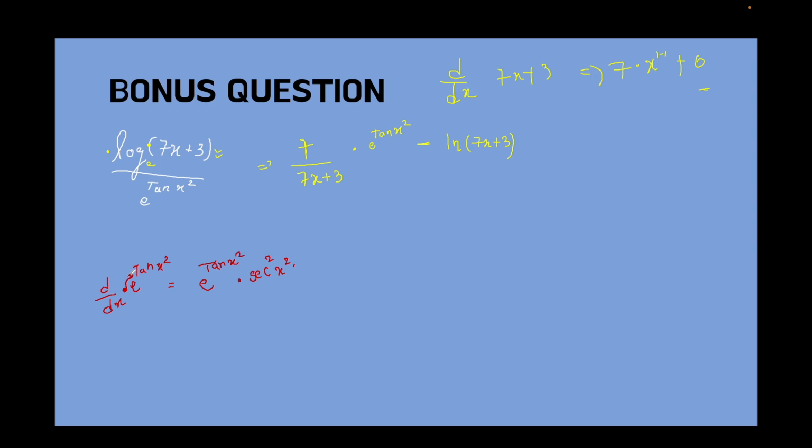Now from this point you came to this differentiation of x power n. What did I tell? Bring that down, decrease it by 1. So I write it directly. 2 minus 1, 1 x. So what is it? 2x e power tan x square into secant square x square. Clear? I'll write it there.